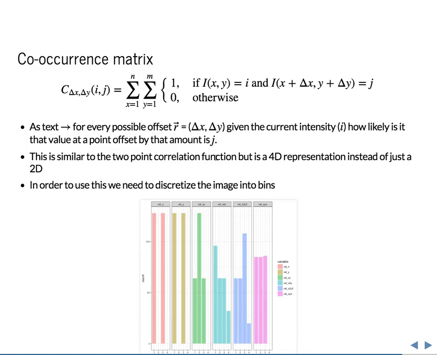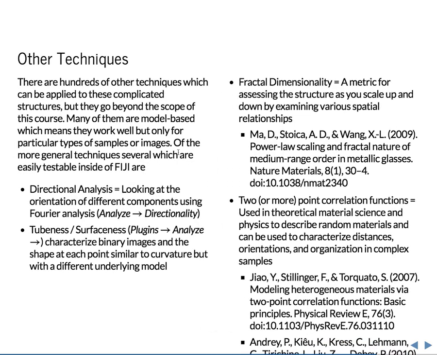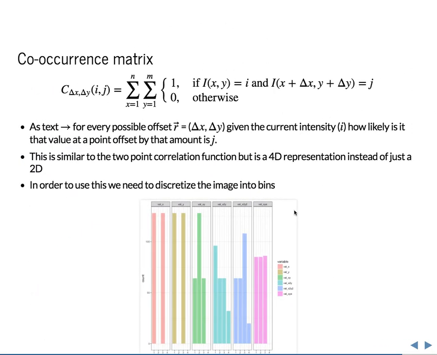So we have a co-occurrence matrix. It's similar to the two-point correlation function that we mentioned before and briefly here, a very useful tool that's very commonly employed by physicists and material scientists in the theoretical world for modeling complex materials. Basically it gives us this 4D representation that we can look at, and we can then discretize this representation into different bins that allow us to classify these patterns differently.